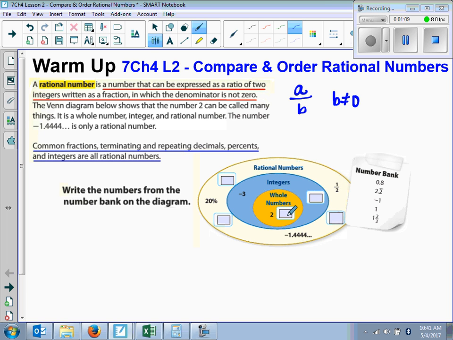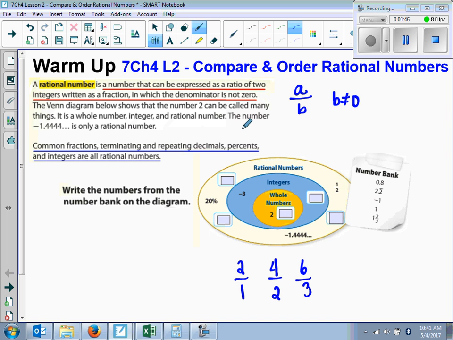You see that? Now, does everybody see that the integers and the whole number circle is inside the rational number circle? That's because, can't I write 2 as a fraction, a over b? 2 over 1, right? I could even write 4 over 2. I can even write 6 over 3, right? So, because I can write 2 as a fraction a over b, it is also a rational number, okay?